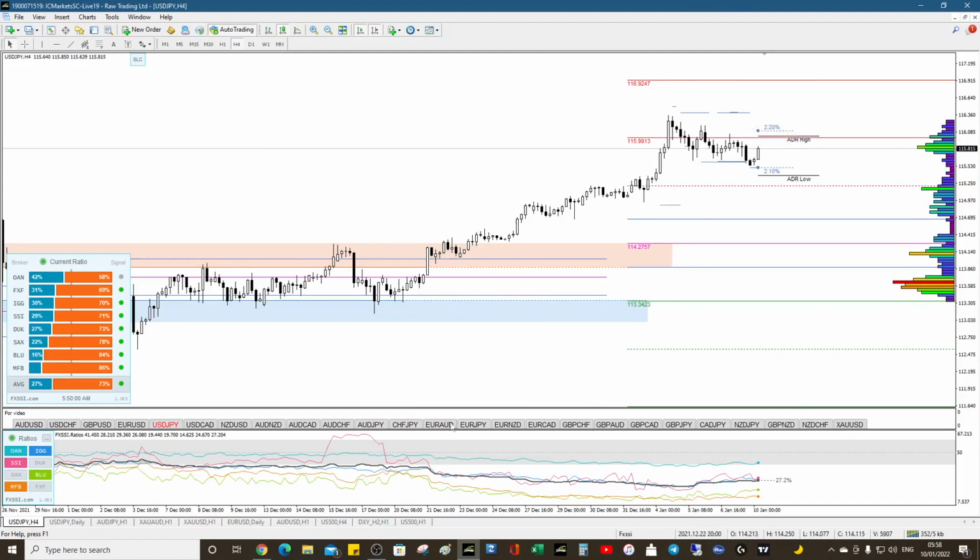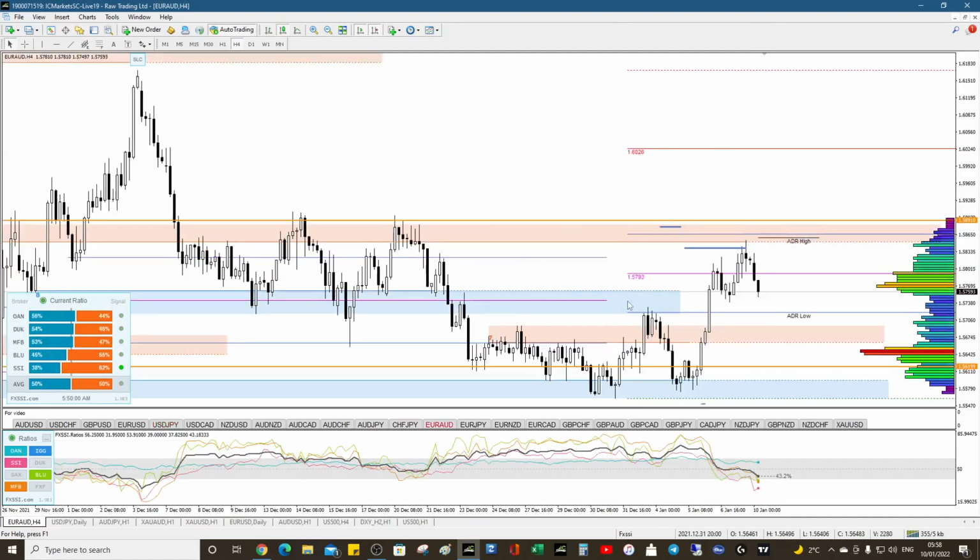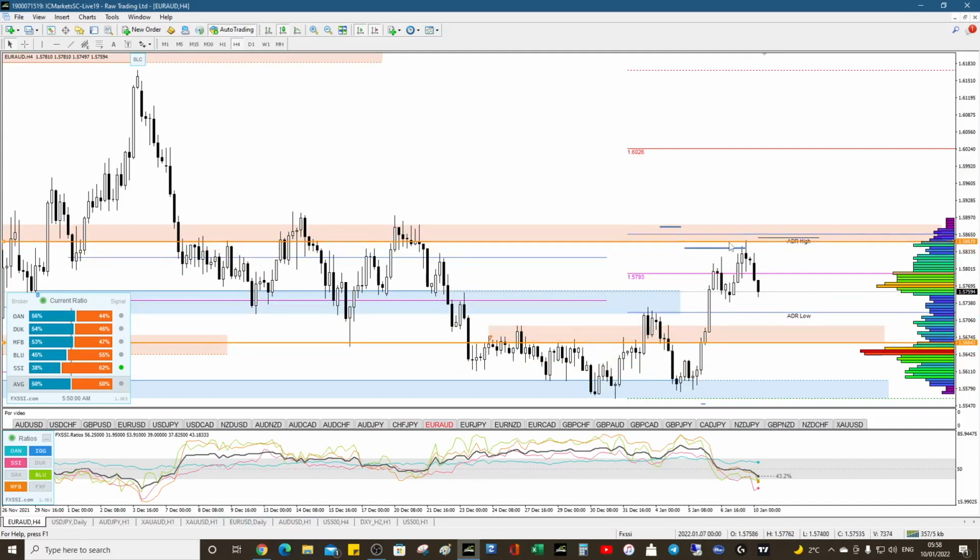What else? Oh yeah, Euro Oz. Now this is falling. Because this is falling, we could be risk on, which would make sense because we are risk on the risk calculation. Let's have a look. Maybe there could be a good support. This is going to be resistance there. So just some levels of interest. Resistance at the ADR high, which is this supply here, and you've got support down here.